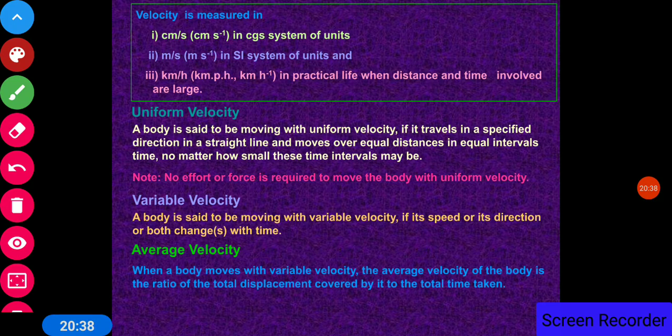Average velocity. When a body moves with variable velocity, the average velocity of the body is the ratio of the total displacement covered by the body to the total time taken. So initial velocity plus final velocity upon 2 gives you the average velocity, or the other way, the total displacement upon the total time also gives the average velocity.